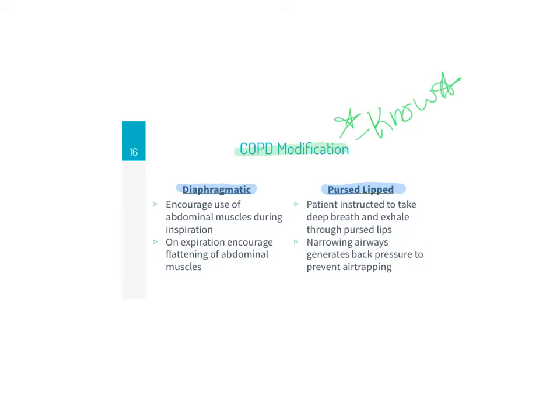Pursed lip breathing, the patient is going to take a deep breath in through their nose and then exhale through pursed lips, so like they're blowing a kiss or blowing out birthday candles. This is going to narrow the airway, so it's going to create that back pressure to help split those airways open to prevent air trapping.